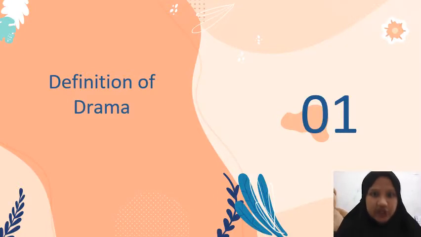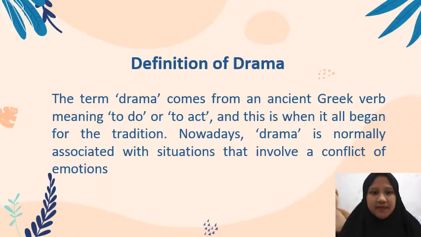It's the definition of drama. The term drama comes from an ancient Greek verb meaning to do or to act. And this is when it all began for the tradition. Nowadays, drama is normally associated with situations that involve a conflict of emotions. So that is drama.